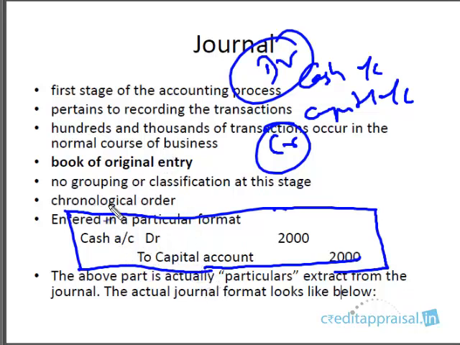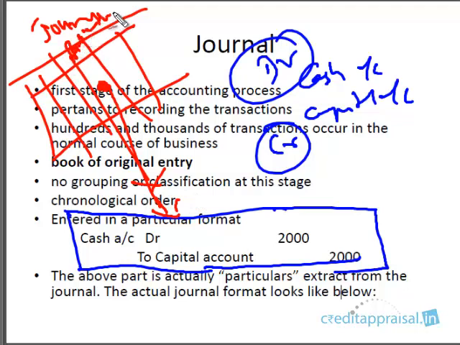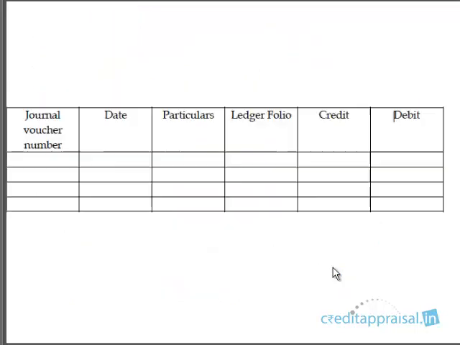Actually this particular column comes from a particular table, right? And out of this table, one particular column we are showing here, that is the particulars column. Under this table there is a particulars column, and from that column we are showing one part of it. Actually this is how the total journal looks like, right? This journal actually looks like this.